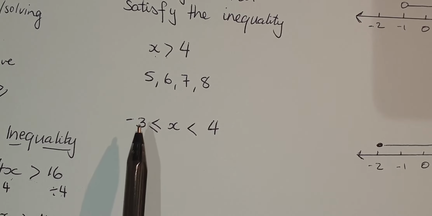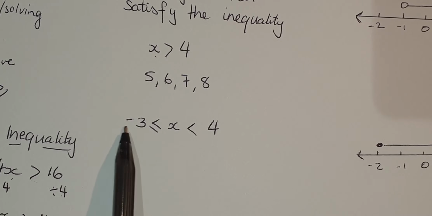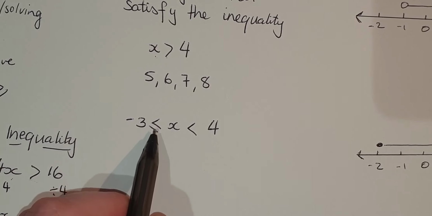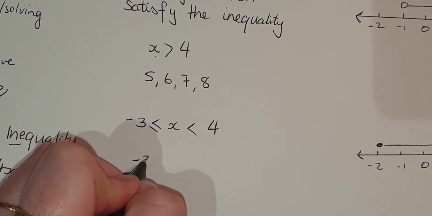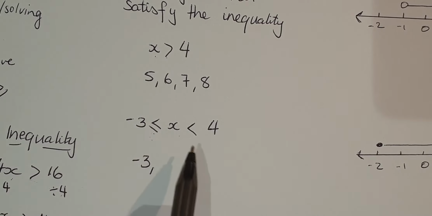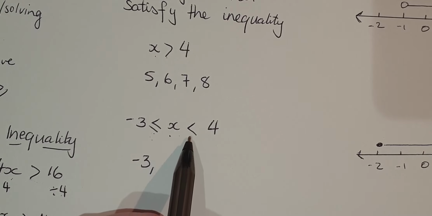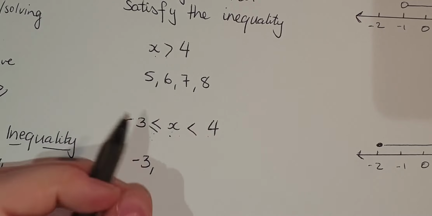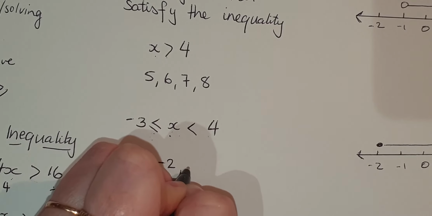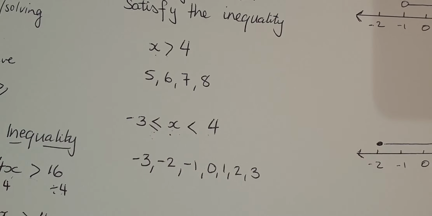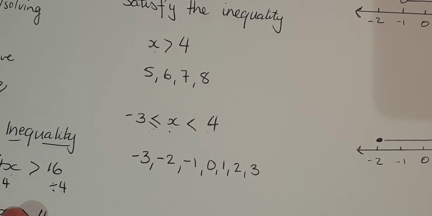If we start with the left-hand side, we have -3 is less than or equal to x. Because it is less than or equal to x, we are going to write -3 as our first one, because it tells us it can be equal to x. Now our numbers are going to go up to less than 4, because x is also less than 4. So all the numbers between -3 and 4 would be included in our range. So we'd have -3, -2, -1, 0, 1, 2, and 3.